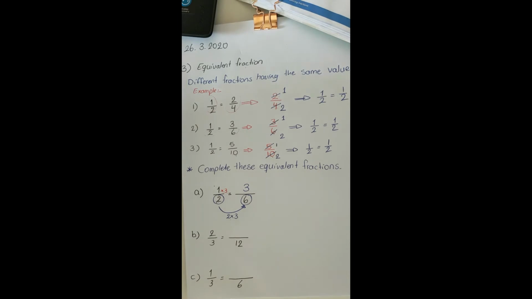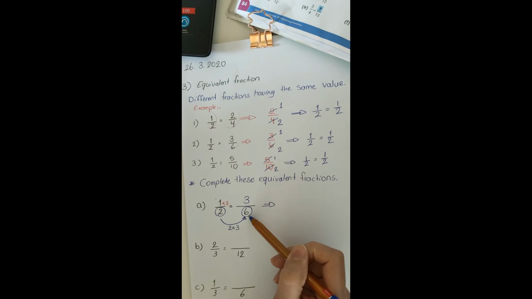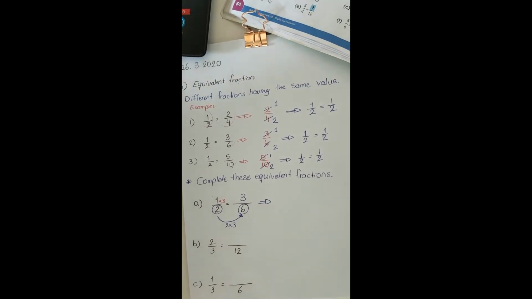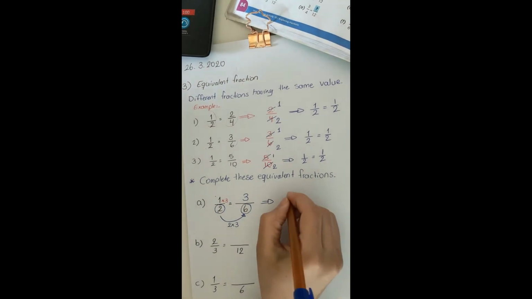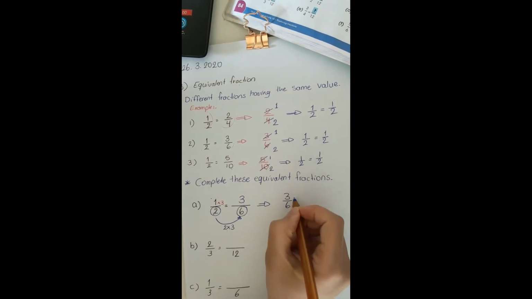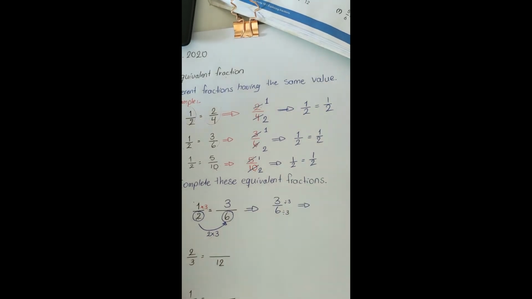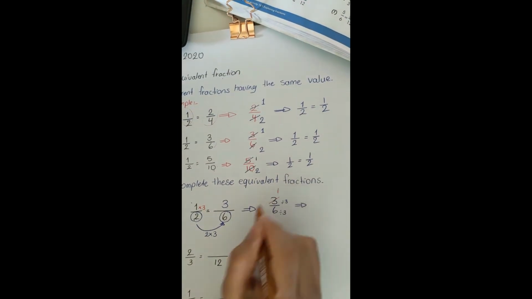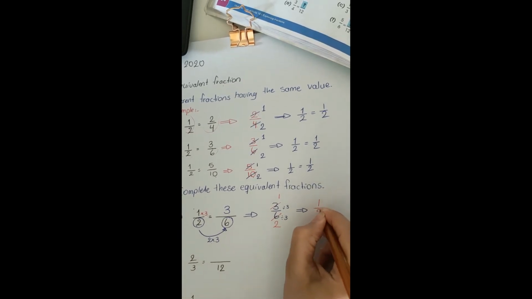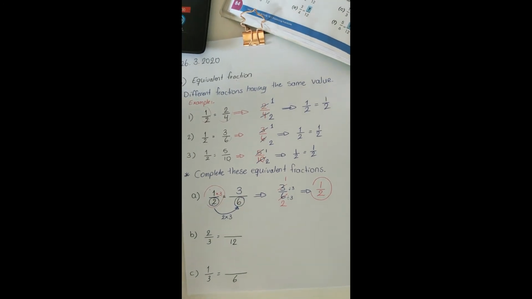Now from here, I will check. If I simplify 3 over 6, and if I get 1 over 2, then it means my step is correct. Now I have 3 over 6. Both of them can be divided by 3. Okay, so 3 divided by 3 is equal to 1. 6 divided by 3 is equal to 2. So I got the same answer. So my step is correct.